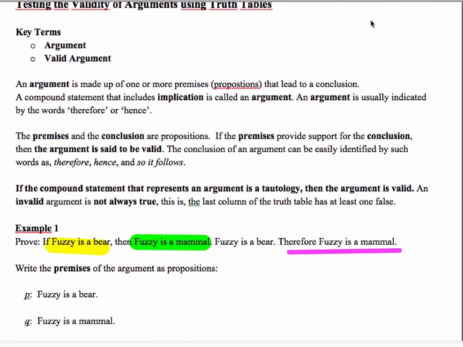An argument is made out of one or more premises, things that are taken to be true, that lead to a conclusion. A compound statement that includes an implication is called an argument. An argument is usually indicated by the words therefore and hence. The premises and the conclusion are propositions. If the premises provide support for the conclusion, then the argument is considered valid.